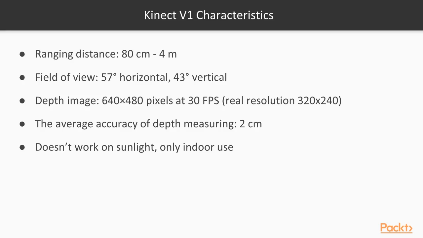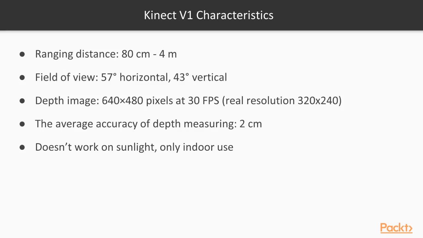Kinect measures distances from 80 centimeters to 4 meters. Additionally, the Kinect model called Kinect for Windows supports the so-called near mode, with ranging starting from 40 centimeters. Kinect poorly sees black, bright, reflective, or semi-transparent surfaces. The horizontal field of view is 57 degrees. Vertical is 43. It sees a horizontal object with a length of 1 meter from a distance of 1 meter.